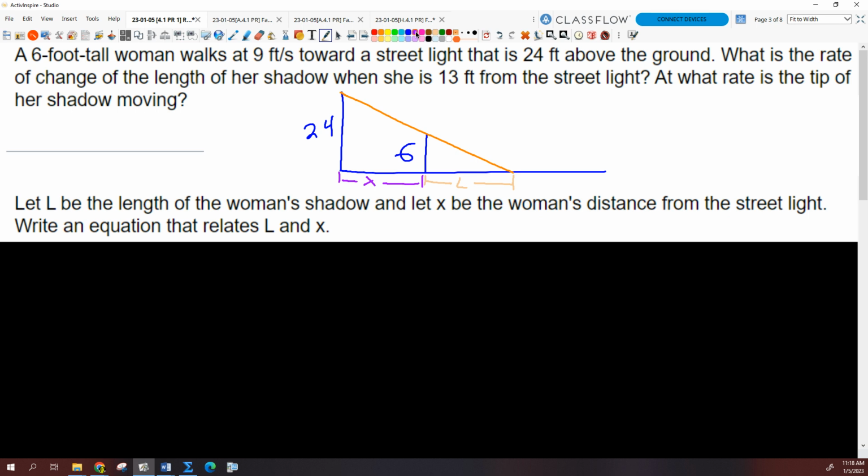If she walks towards the street light at 9 feet per second, we have to think about that in terms of a rate. That's the rate of change of her position with respect to time, right? So this must be X dot. So what's the value? Is it 9? How come negative? Because it's decreasing, right? Her distance from the street light is decreasing, so the rate is negative. That's a real common mistake people make. And then what are we looking for? L dot.